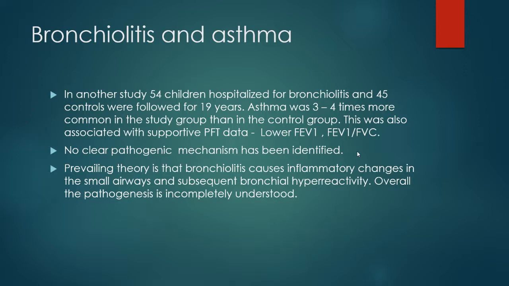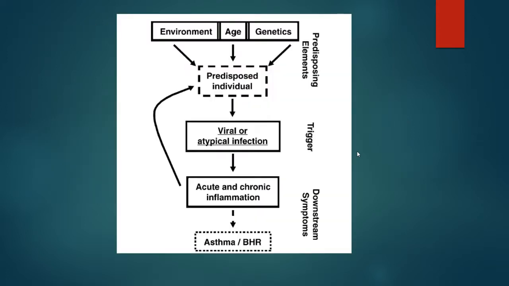No clear pathogenic mechanisms have been identified. Most people think that if you did have bronchiolitis in childhood, what has happened is that there's a complex interplay between your genetics, the severity of your injury, and other factors leading to some bronchial hyperreactivity. Overall, no one really knows how this plays out. And this is kind of like a model which has been used to explain the relationship of bronchiolitis and asthma. But like I said, this has not been proven.